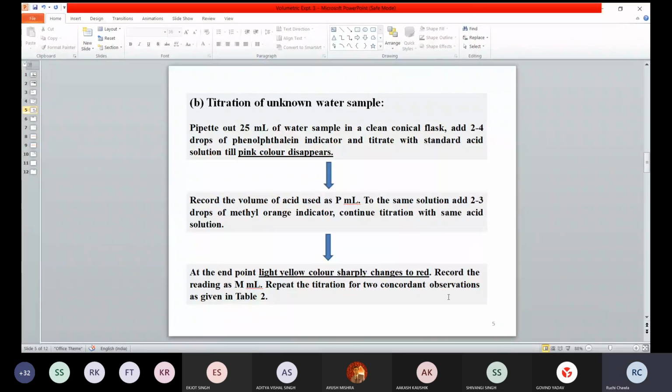Yes, since I'm going through this, tell me what is the meaning of the term concordant observations? What does the term concordant mean? 2 same readings. That is not the complete answer. 2 same readings simultaneously? Exactly same readings. Yes, simultaneously exactly same readings are called concordant observations.